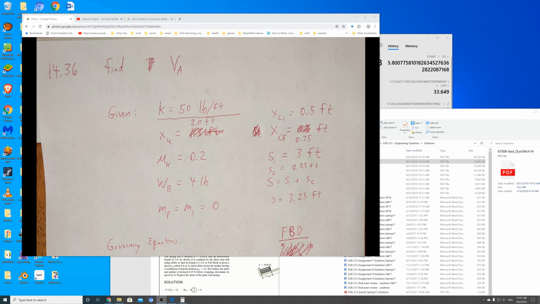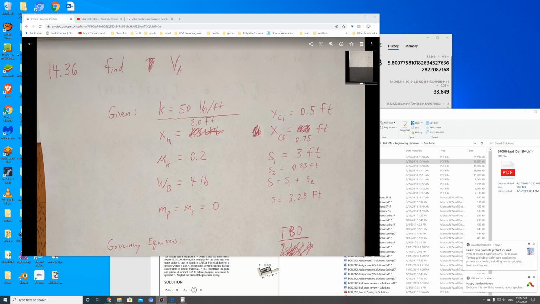Okay, continuing on. So what are we looking for? We're looking to find velocity A, so that's at the initial position at the top of the ramp. We're given some quantities. First is the spring constant, which was 50 pounds per foot. We're also given, and I define this as the unstretched length of the spring, which is 2 feet. Coefficient of kinetic friction, which is 0.2. The weight of the block equal to 4 pounds.